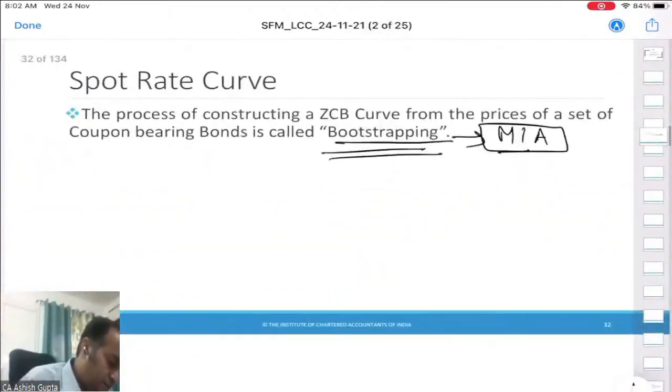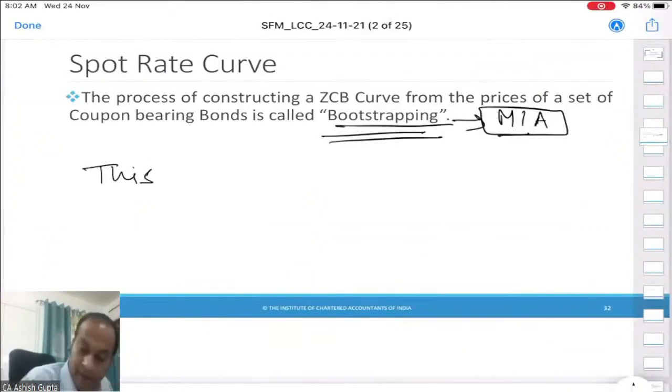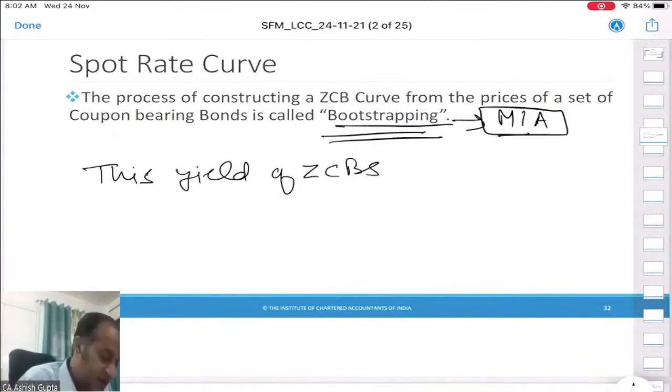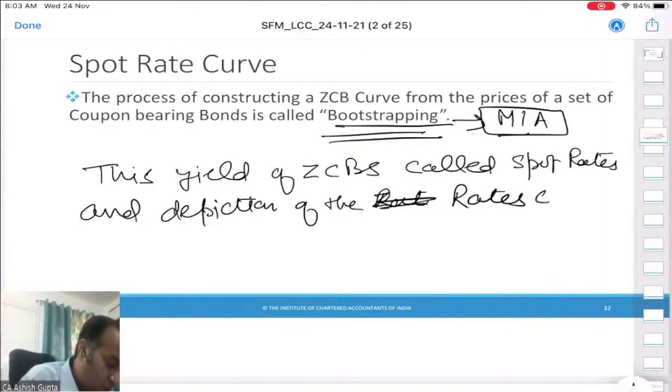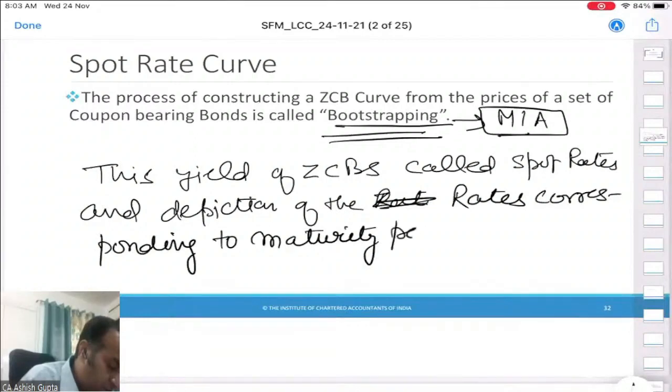Accordingly, we can write here that this yield is called spot rate, and the depiction of these rates corresponding to maturity period is called the spot rate curve.